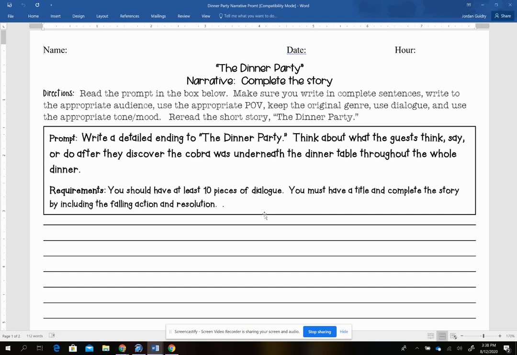So your writing prompt says, write a detailed ending to the dinner party. Think about what the guests think, say, or do after they discover the cobra was underneath the dinner table throughout the whole dinner. Your requirements are you should have at least 10 pieces of dialogue and you must have a title and complete the story by including the following action and resolution.